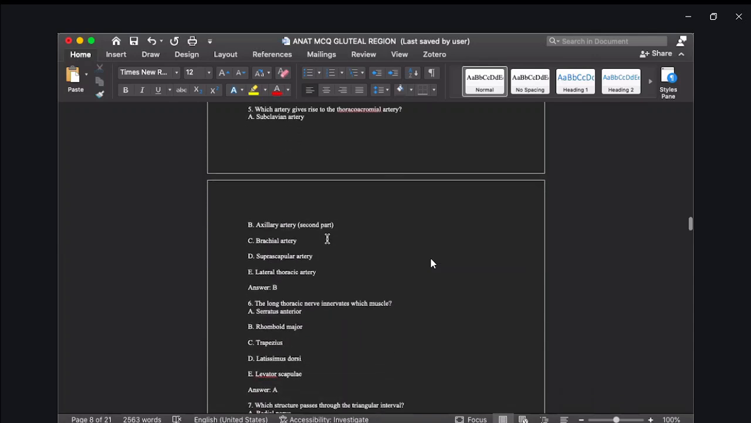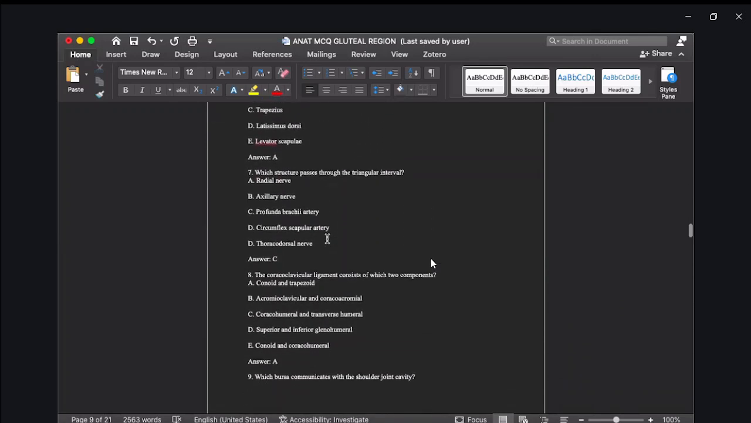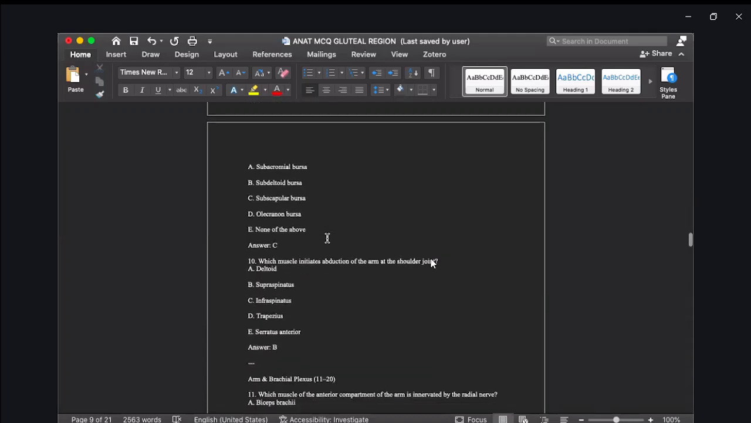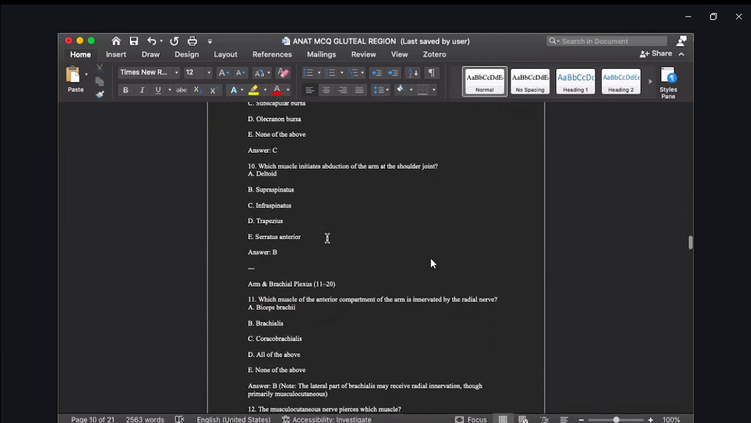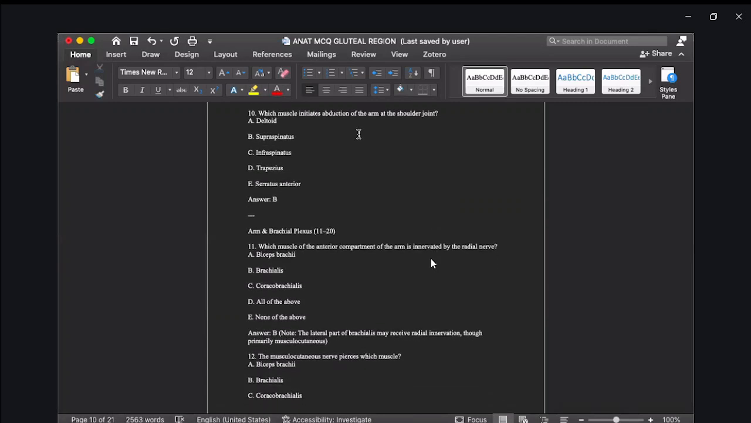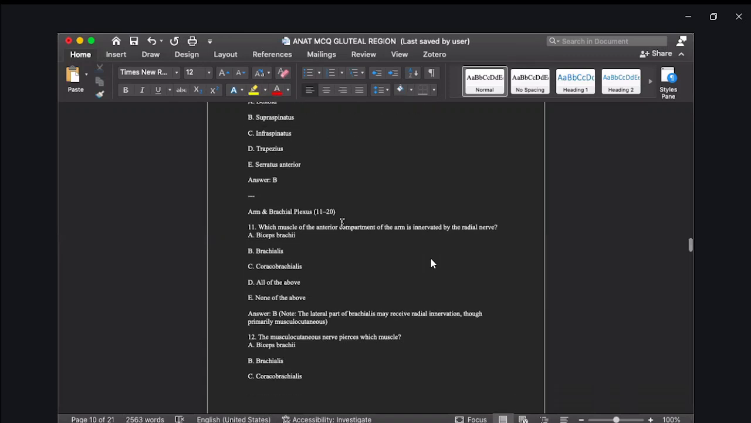So in your own free time, just do your own practice questions. But I will set everything that is within the slides. Which muscle initiates abduction of the arm at the shoulder joint? You should know that is the work of the supraspinatus.